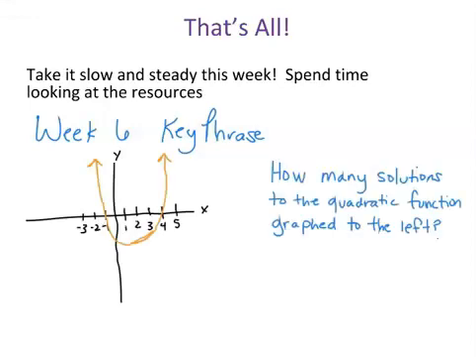All right, so one of the things you learned in this recording was how we can solve quadratic equations by graphing and looking for the zeros. So I have a parabola graphed right here. How many solutions would this quadratic function graphed to the left have? How many solutions would that quadratic function have? That's what you need to answer for your key phrase assignment.